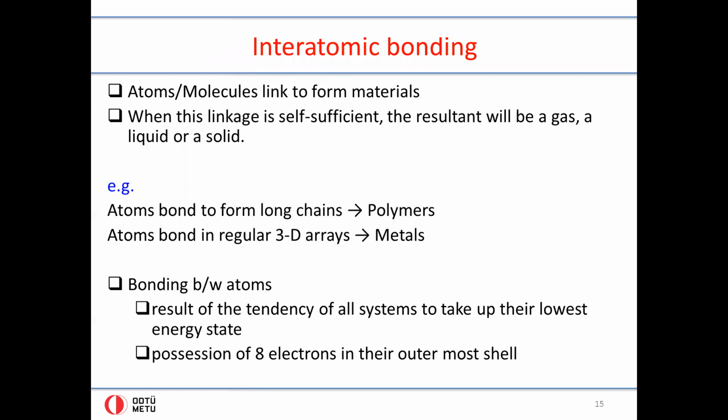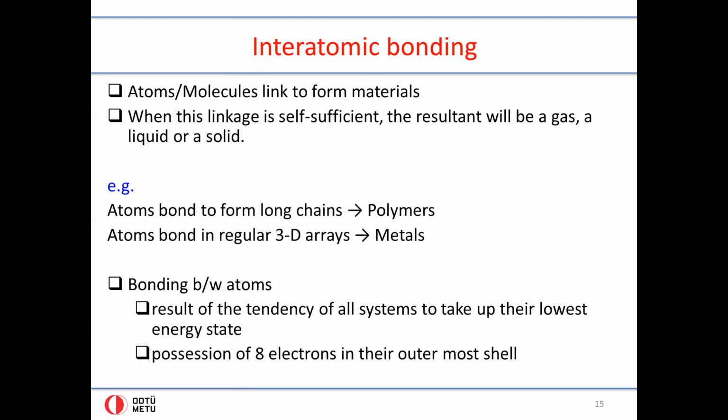So, when you have 2 or more atoms or molecules that link together, they form a material, and depending on how strongly they form this bond and how much they pull each other and how much they want to retain their bond length, or the distance between 2 neighboring atoms, the resulting material is a gas, a liquid, or a solid. So you might imagine that a solid is not possible to deform easily.